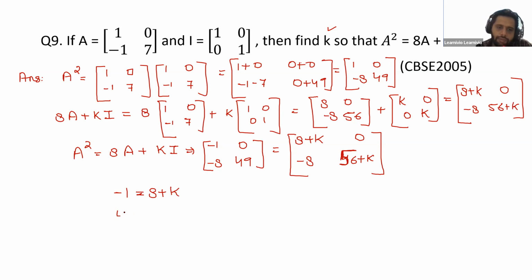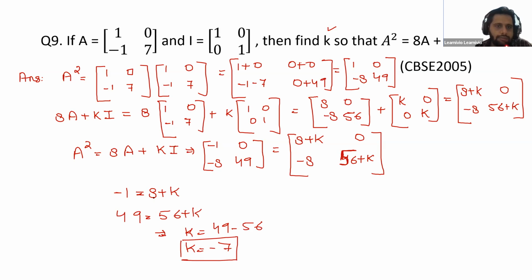Next we have this one, 49 is equal to 56 plus K. So shift this, K is equal to 49 minus 56. So from here we will get minus 7. So by here we have done this. This is 1. This is 1. So from here also we will get K is equal to 1 minus 8, which will give us plus 7. So K is equal to minus 7 is the answer.